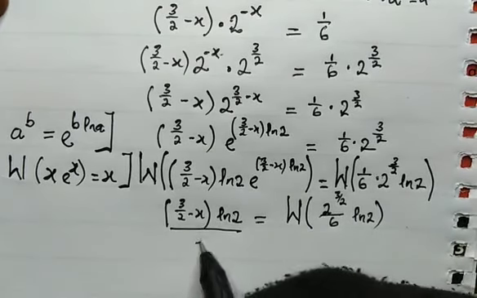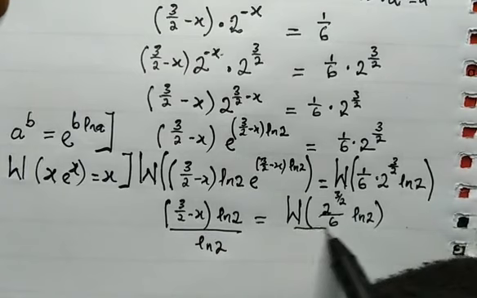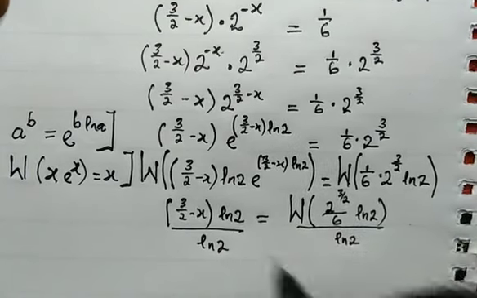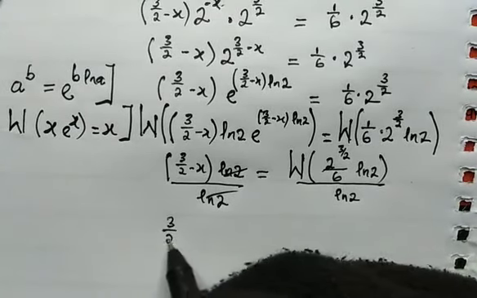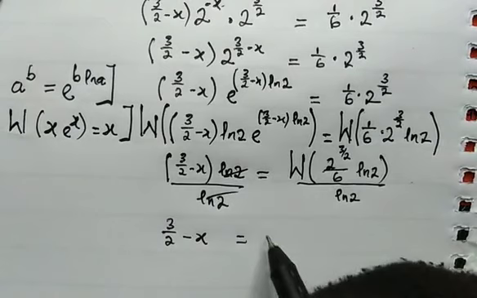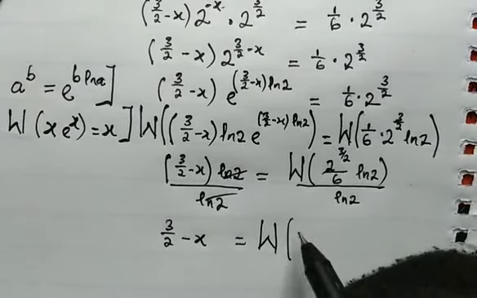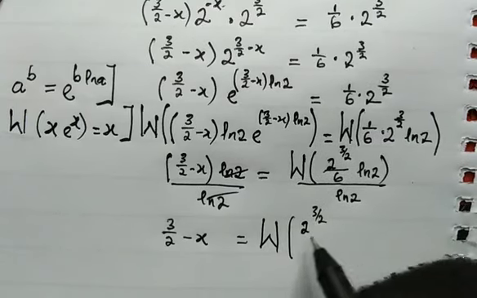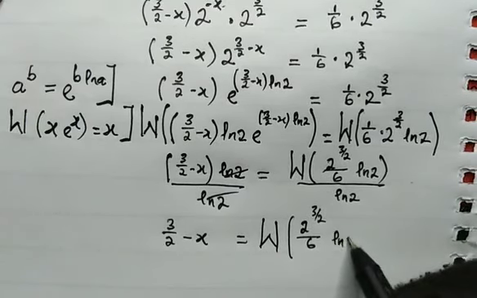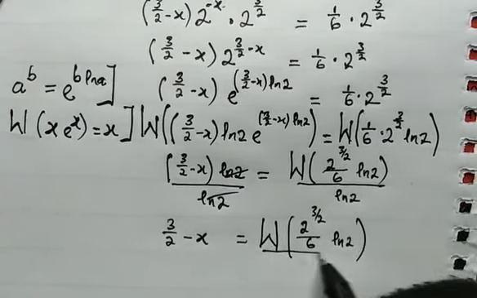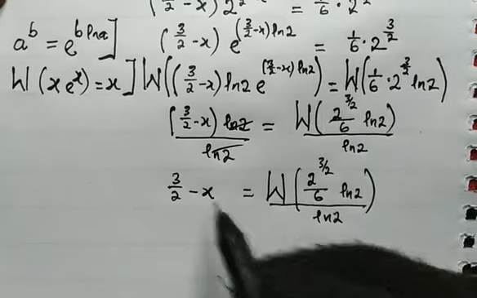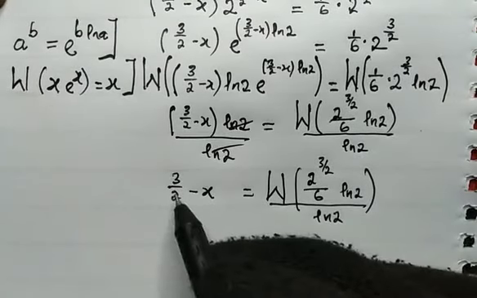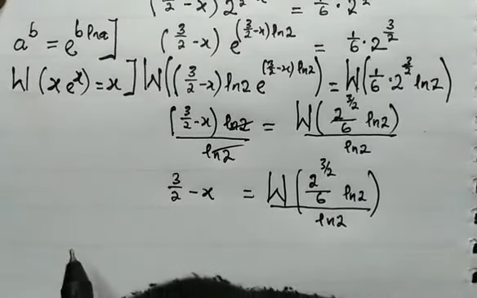Divide both sides by the natural log of 2. So this will cancel this. So from here we get 3 over 2 minus x. This is equal to the W of 2 to the power of 3 over 2 divided by 6 times the natural log of 2, or divided by the natural log of 2. Now from here we know that 3 over 2 minus x is this, so x is also equal to 3 over 2 minus this. So here we get our x value.